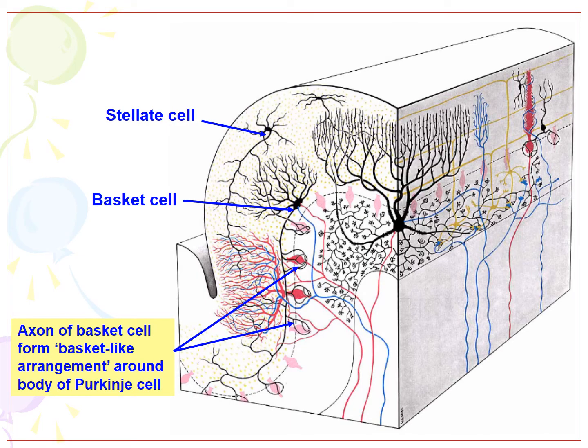So this is to show the basket cell located in the deeper part of the molecular layer. As you can see here, the axon of this basket cell forms a basket-like arrangement around the cell body of Purkinje cells. So that's why it's called the basket cell. The stellate cells are located mostly in the superficial layer of the molecular layer. It has the shape of a star, so that's why it's called stellate cell.